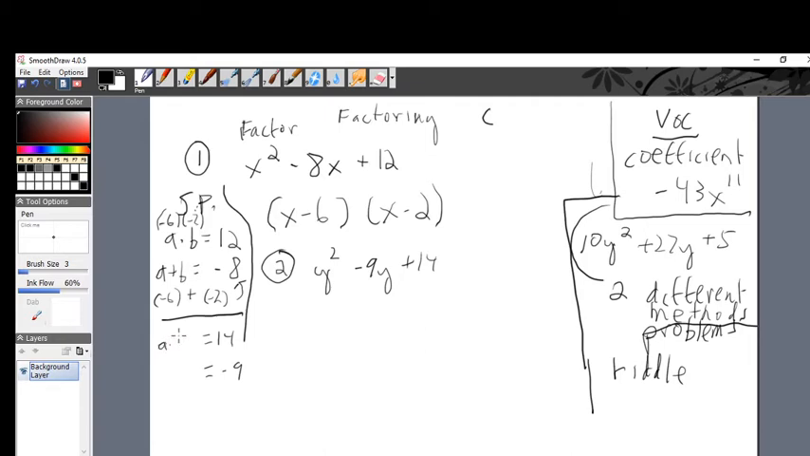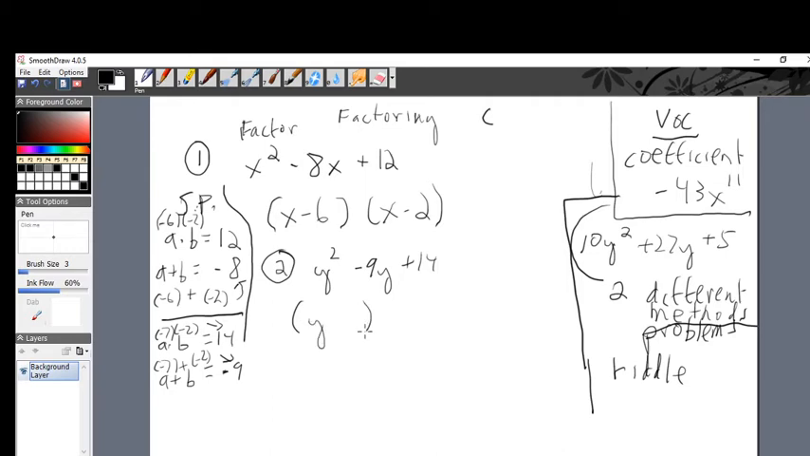A times b has got to equal 14, and a plus b has got to be equal to minus 9. What are the two magic numbers? Answer, negative 7 times negative 2 is equal to positive 14. Negative 7 plus negative 2 is equal to minus 9. Those are the two magic numbers. As soon as you get the two magic numbers and you solve the riddle, you're done.